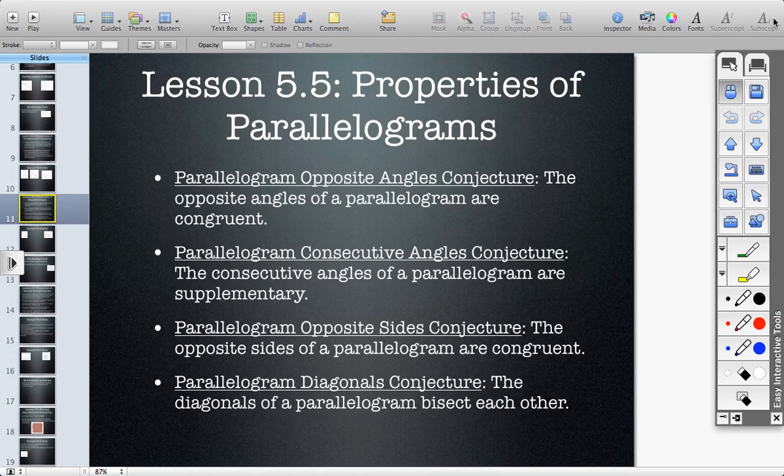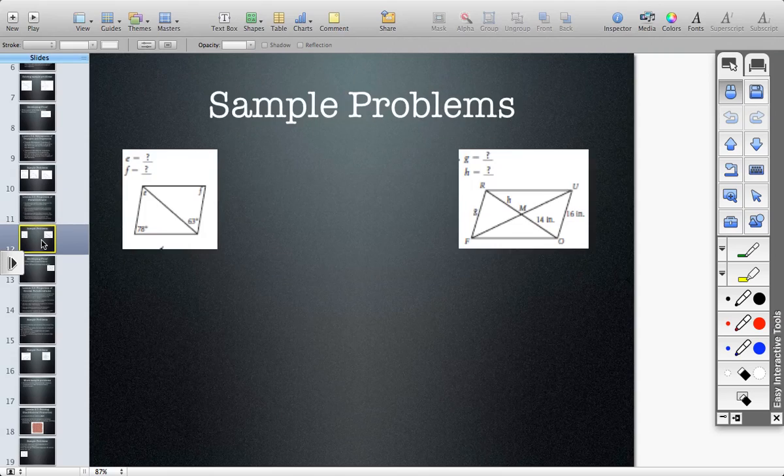And then the parallelogram diagonals conjecture: the diagonals of a parallelogram bisect each other. I think for most of us, we knew the first three conjectures from middle school, but maybe the diagonals conjecture was something new for us. Let's take a look at how we're going to apply these. Hopefully you recognize some of these questions from your homework assignments.